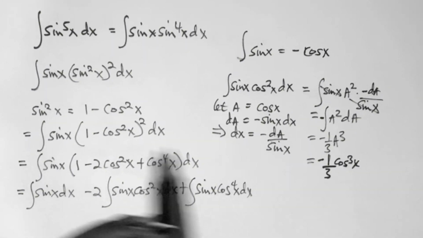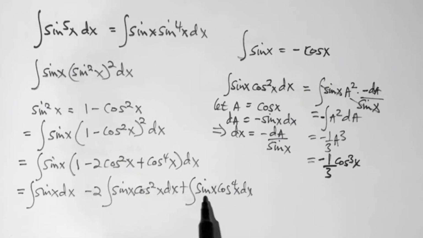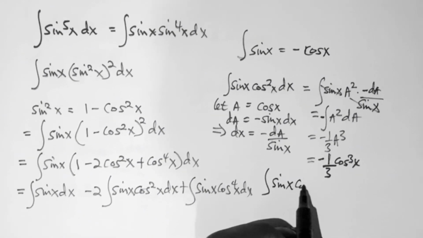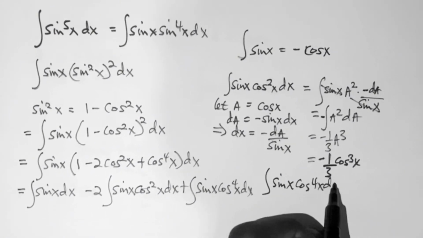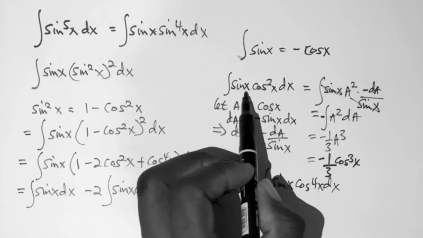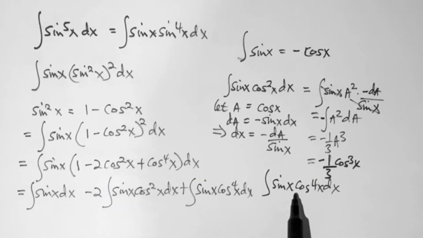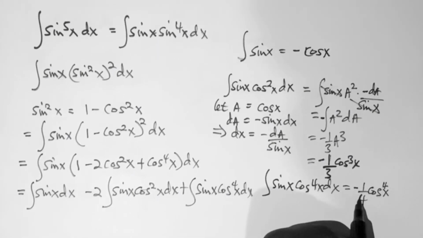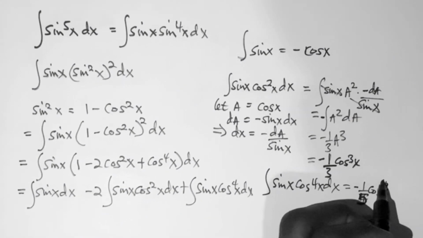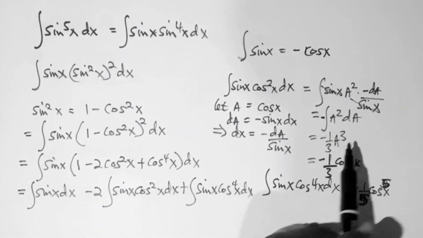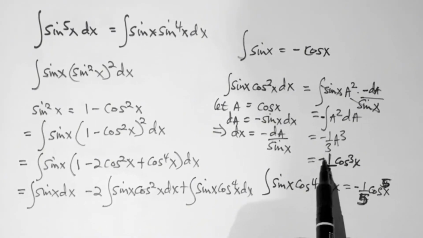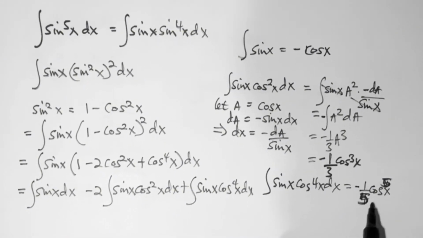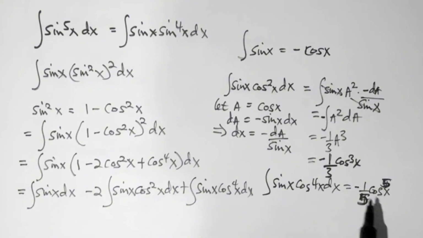Having done this, we can do the last one, which is the integral of sine x cos exponent 4x dx. You can see that it is also of this form. So without continuing, I can just say this is equal to minus 1 over 5 cos exponent 5x, because here it was squared, so it was minus 1 over 3 cos cubed x. If here is exponent 4, it becomes minus 1 over 5 cos exponent 5x.